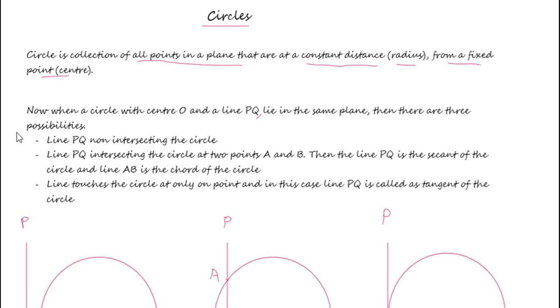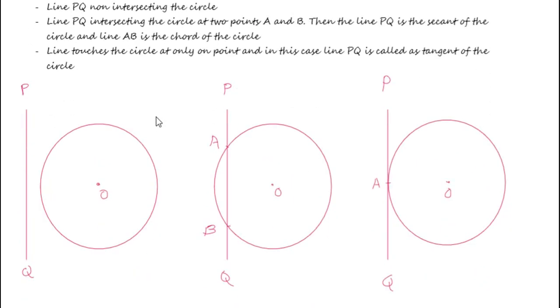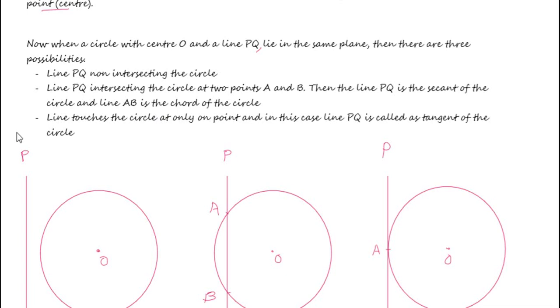Now when you have a circle with center O and a line PQ, when they lie in the same plane, then there are three possibilities. First possibility is the line is completely outside the circle, not at all intersecting with the circle. Second possibility, the line is intersecting the circle at 2 points, that is A and B.